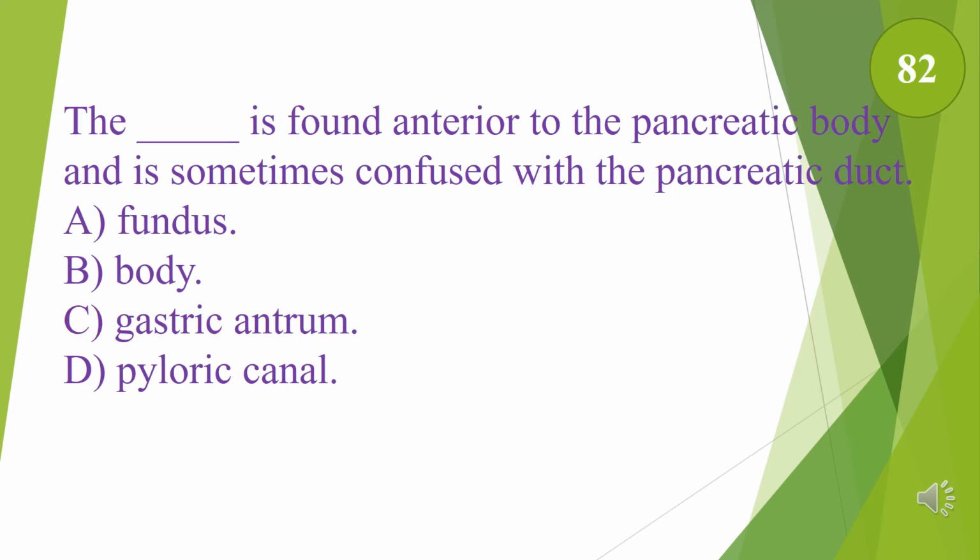The what is found anterior to the pancreatic body and is sometimes confused with the pancreatic duct? A. Fundus, B. Body, C. Gastric antrum, D. Pyloric canal. The answer is C, gastric antrum.